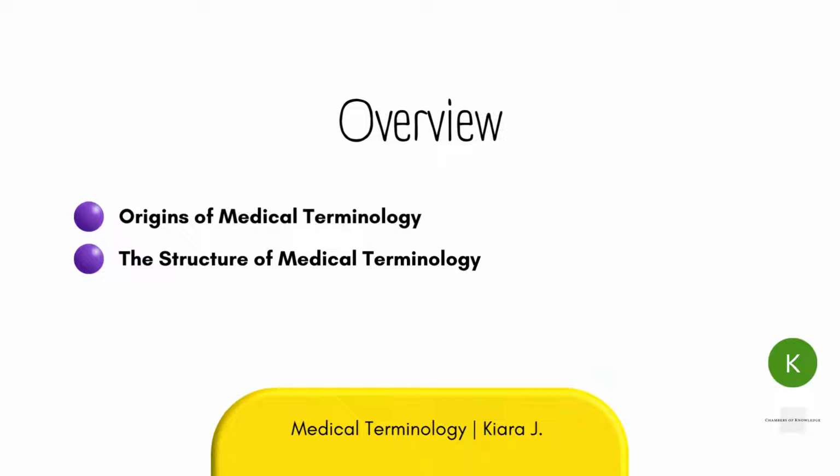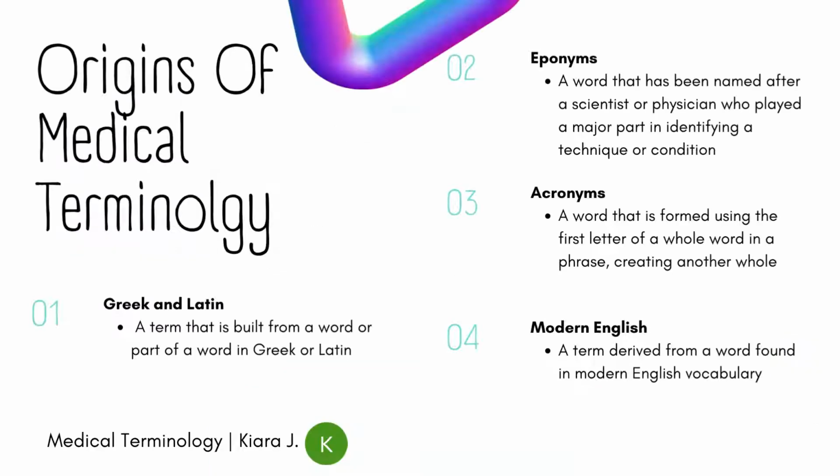My video here will give a brief explanation of the origins of medical terms, as well as the structure of the medical terms. The four origins of medical terminology include Greek and Latin, terms that are built from words or word parts in Greek or Latin. Eponyms, which are words named after physicians or scientists who played a major part in their discovery or development. You have acronyms, words that are formed from the first letter of other whole words, and then you have terms that are taken from modern English vocabulary.